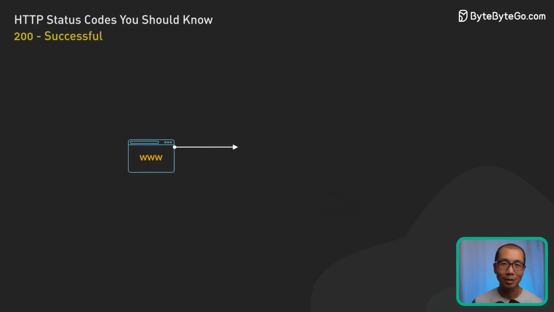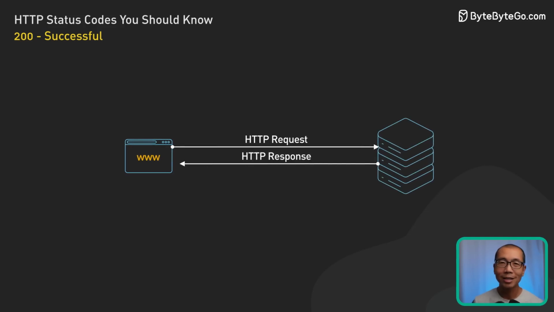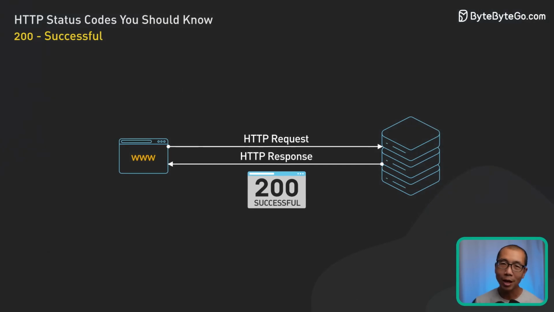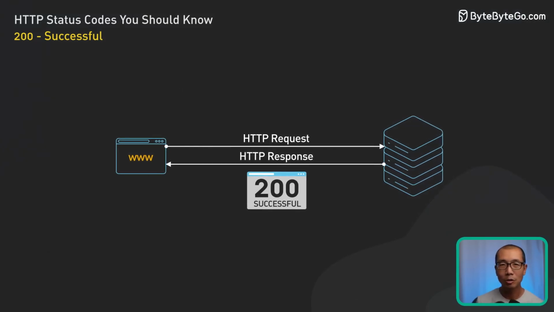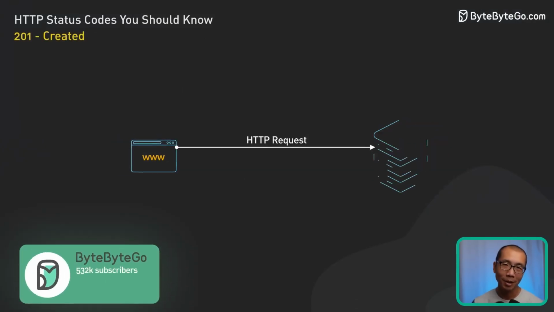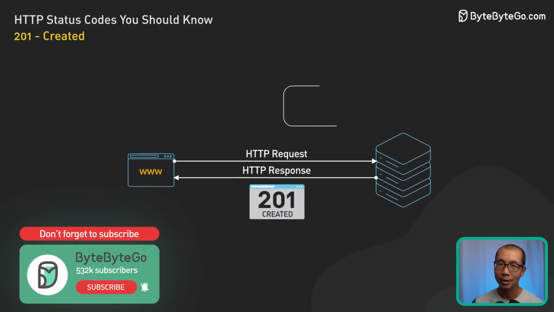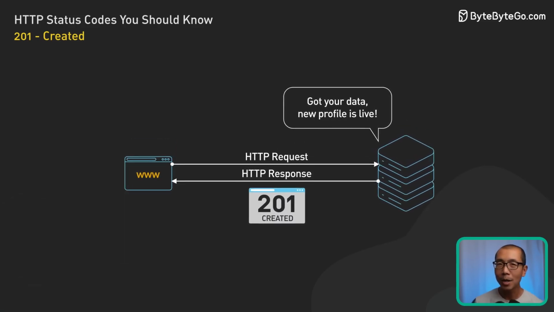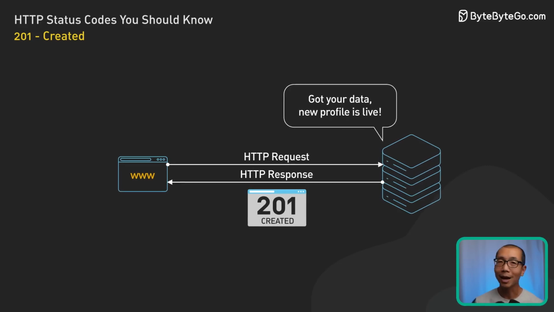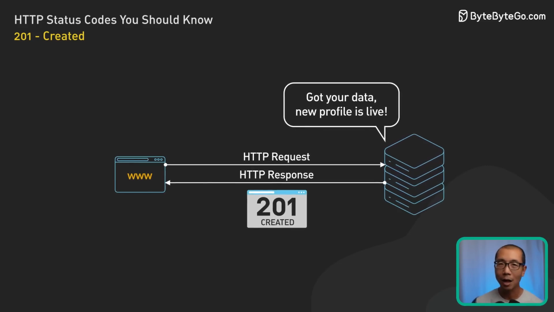Let's start with the good ones, the 200s. These are basically the servers giving you a high five. 200 OK means everything went well on the server side. 201 Created is another thumbs up for when something new was created. Say you've got an API that adds user profiles. 201 Created means got your data, new profile is live.